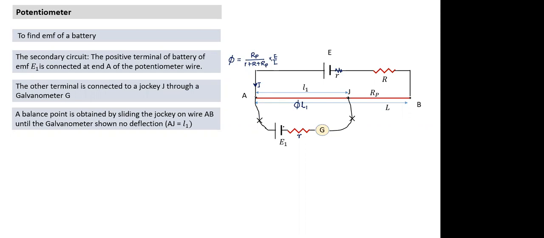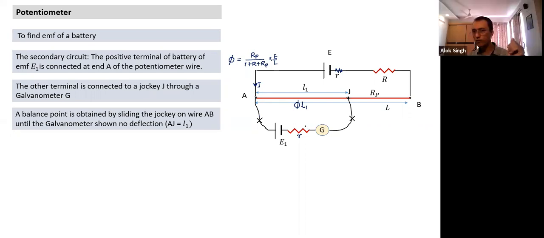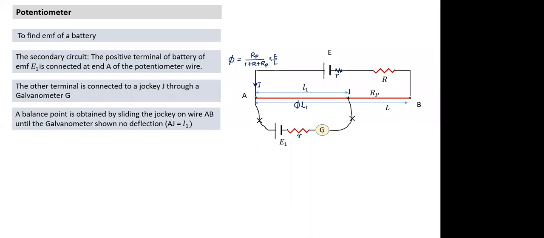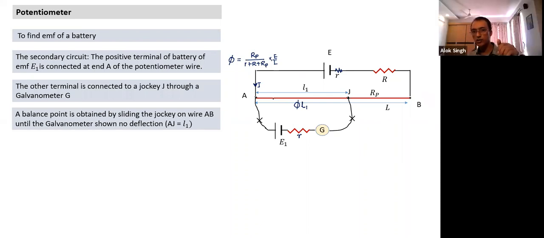E1. When I cross this resistance, what will the further potential drop? 0, because there is no current. Current is 0. So what I find is the potential drop between A and J along this path. I also follow along this path.